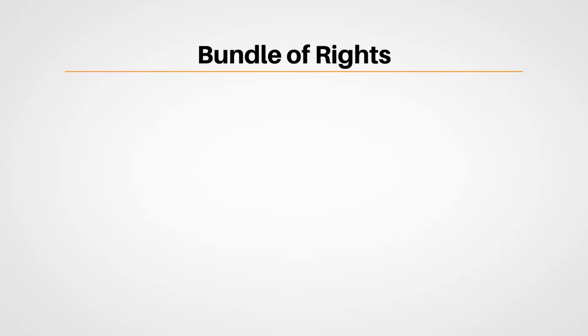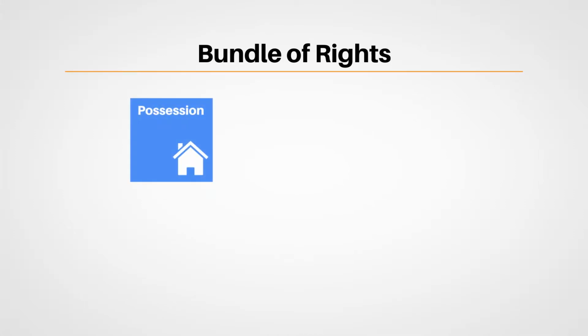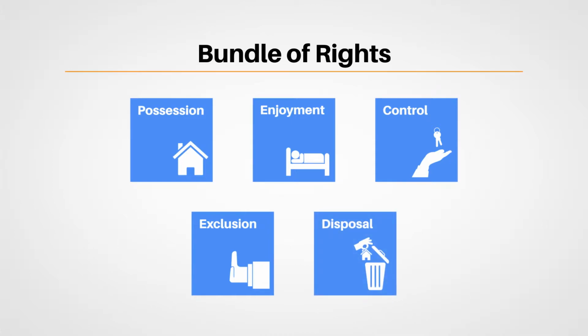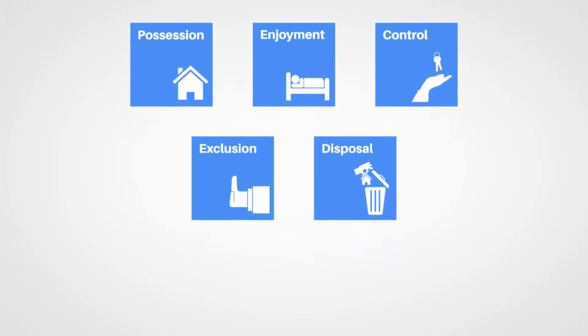The following are the rights usually found in this bundle: the right to possess a property, or possession; the right to use the property in a legal manner, or enjoyment; the right to control the use of a property, or control; the right to exclude other people from using a property, or exclusion; and the right to dispose of the property through sale, rental, or transfer, or disposal.